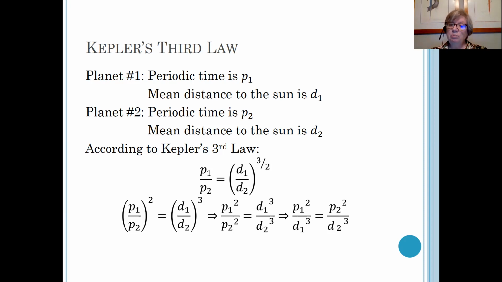When you take those numbers, by the way, for Earth, we've got the ratio of 1 squared to 1 cubed, so we get 1. What's that mean? When I put those numbers in for other planets, I should get 1. And that's what you're going to see when you look at those numbers and check that out.